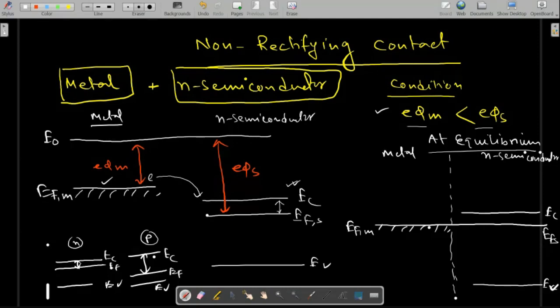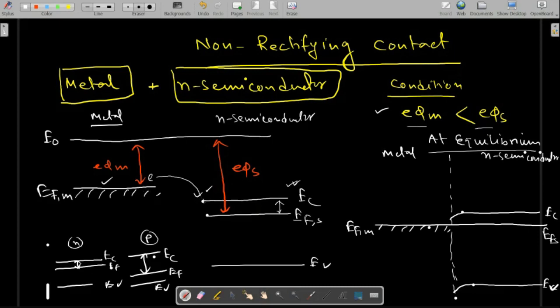That means the bending will be downward bending, not upward bending. If anyone has doubts, please ask: why downward bending? Because we got some extra electrons from the metal side towards the semiconductor side. So this region has some more extra electrons, which came from the metal side.